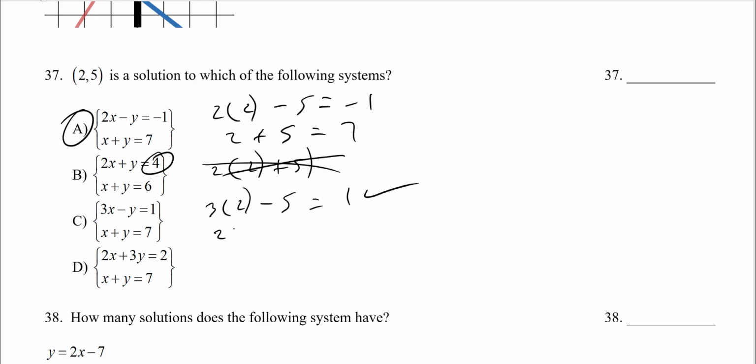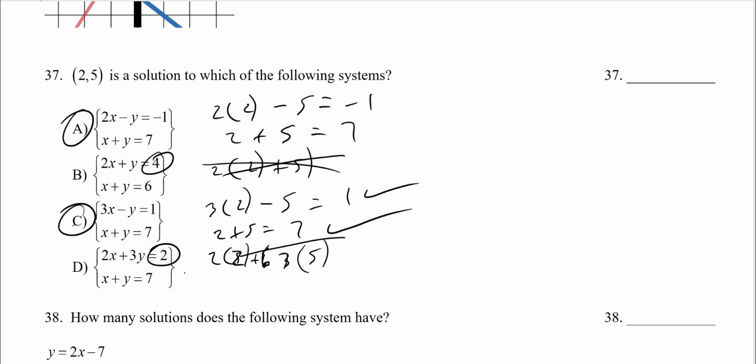2 plus 5 is 7. It's good too. So C is another answer. Let's do D. Sorry, it's 2 times 2 plus 3 times 5. So 2 times 2 is 4, plus 15 is 19, and 19 is supposed to be 2. So this one's no good. So the answer actually is A and C.